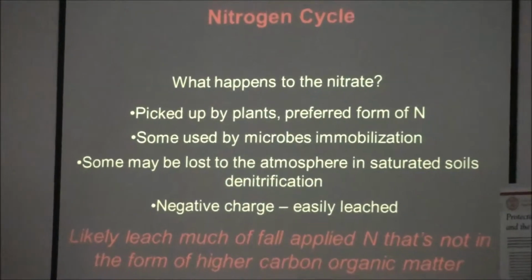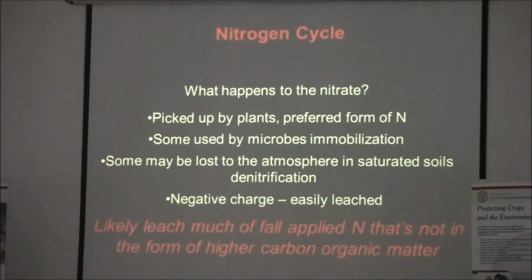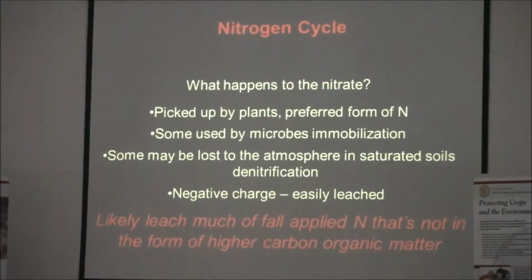So what happens to the nitrate? Well, hopefully, the nitrate that is in the soil is going to be picked up by the plant. Okay? That's what we'd like to see. Some of it's going to be used by the microbes, as we talked about, as they break down some of the carbon materials in the soil and break down the organic matter and the humus that's out there.